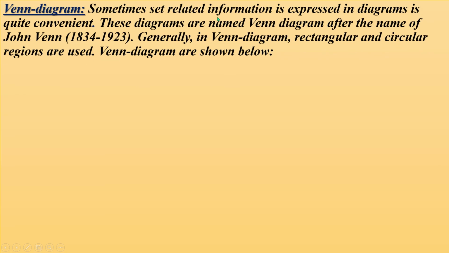Venn diagram. Sometimes set related information is expressed in diagrams as it is quite convenient. These diagrams are named Venn diagram after the name of John Venn, 1834 to 1923. Generally, in a Venn diagram, rectangular and circular regions are used. Venn diagram are shown below. This is a rectangular shape denoted U, and this is a circular region denoted set A, and the remaining part, if this set is A, that will be A complement.